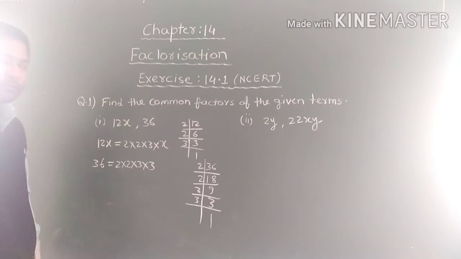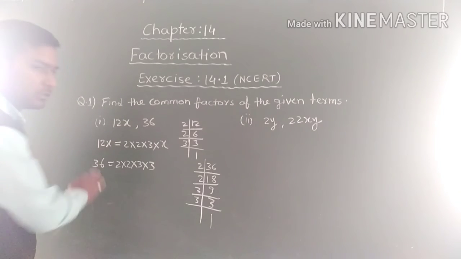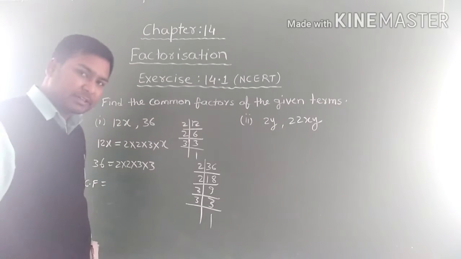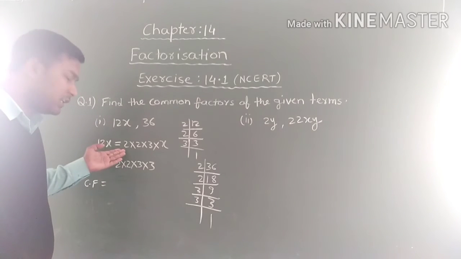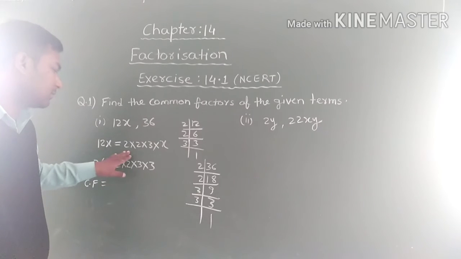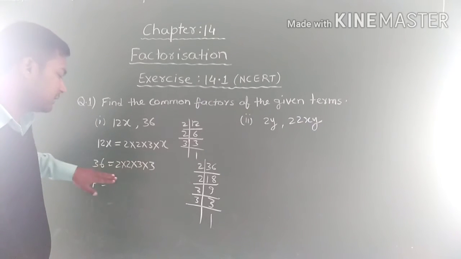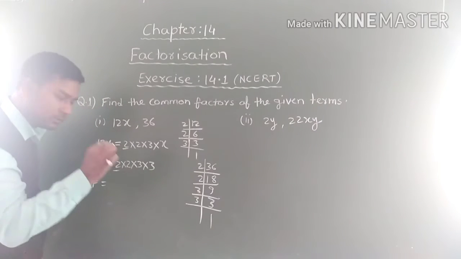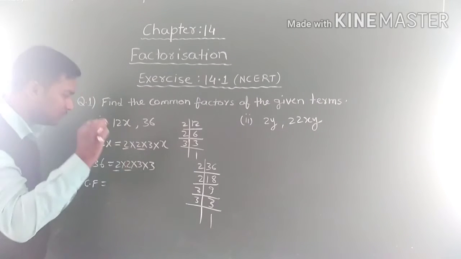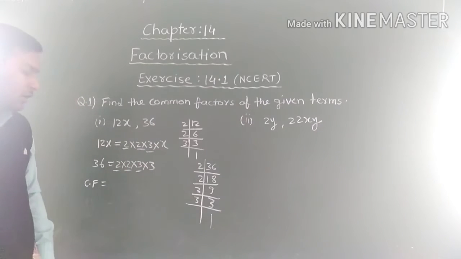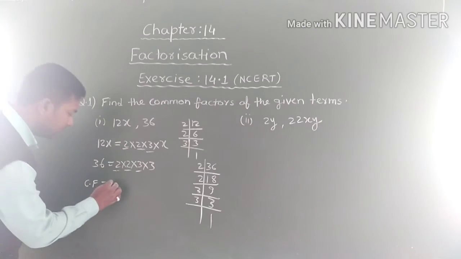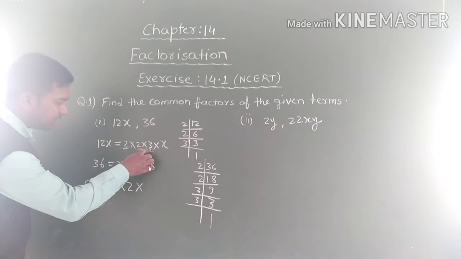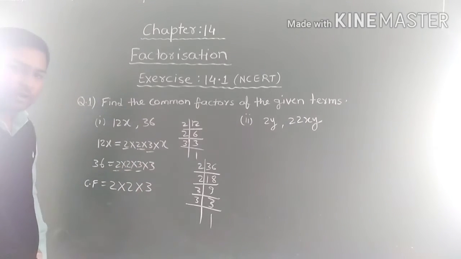And what do we have to find? We have to find the common factor of these two terms. How can we find the common factor? Just see here, what is common in these two factorizations? There are 2 and 2, another 2 and 2, and 3 and 3. Now what is common? 2 is common, another 2 is also common, and 3 is common. So these are the common factors.